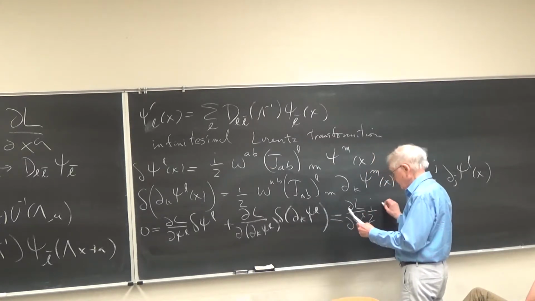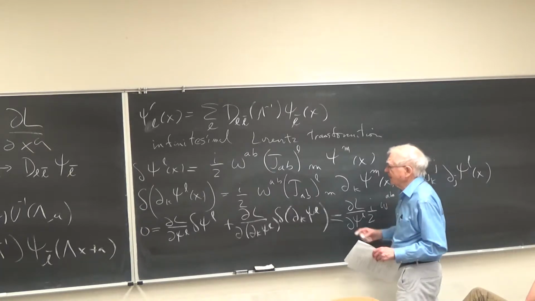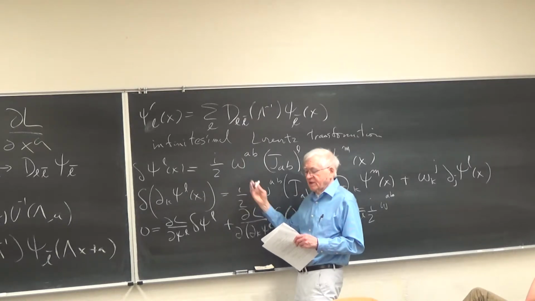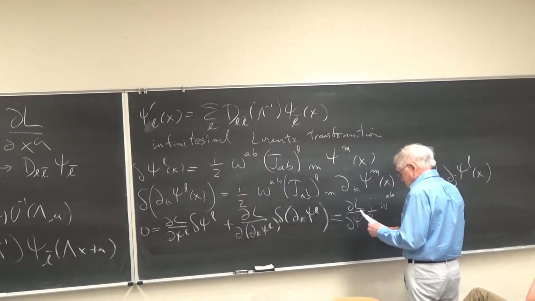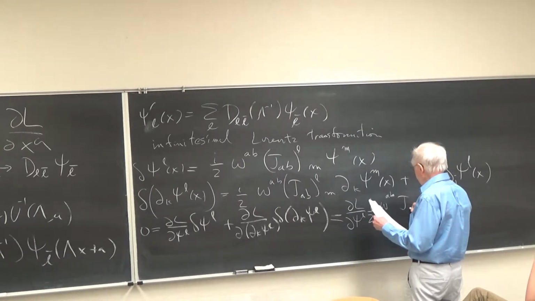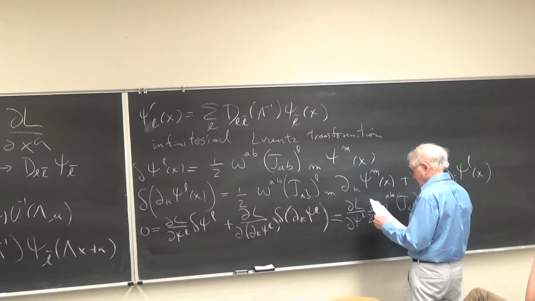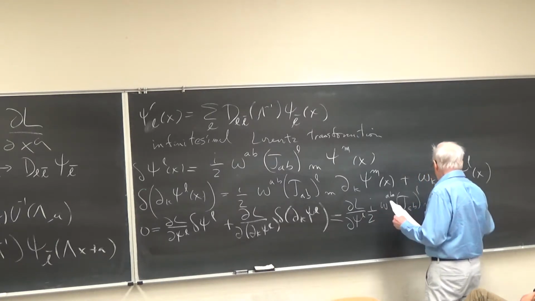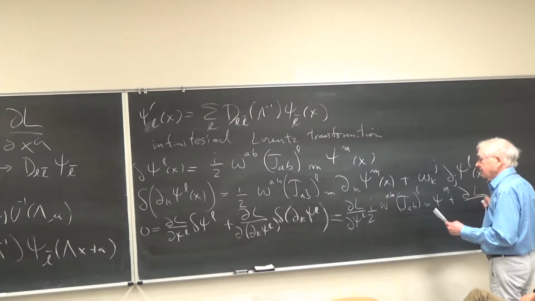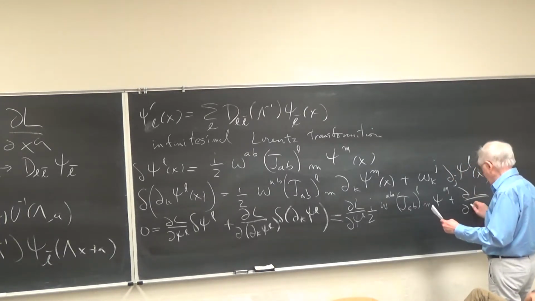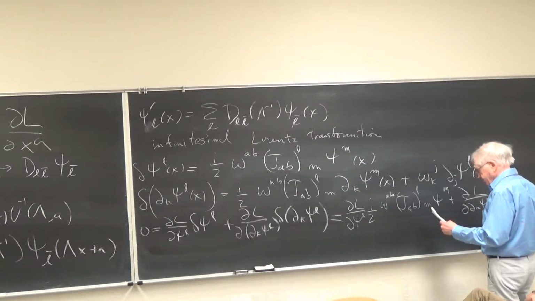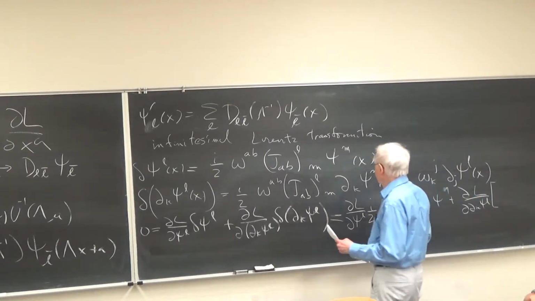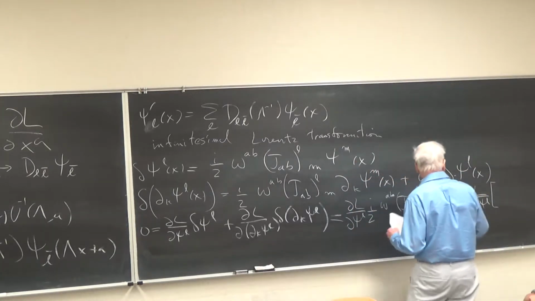i over 2 omega AB. So omega AB are the parameters of the infinitesimal Lorentz transformation. Sure. So the omegas are very small. And that is J AB LM psi M plus partial of L with respect to d_k psi L. And now, rather a long expression, because we have this term and that term.